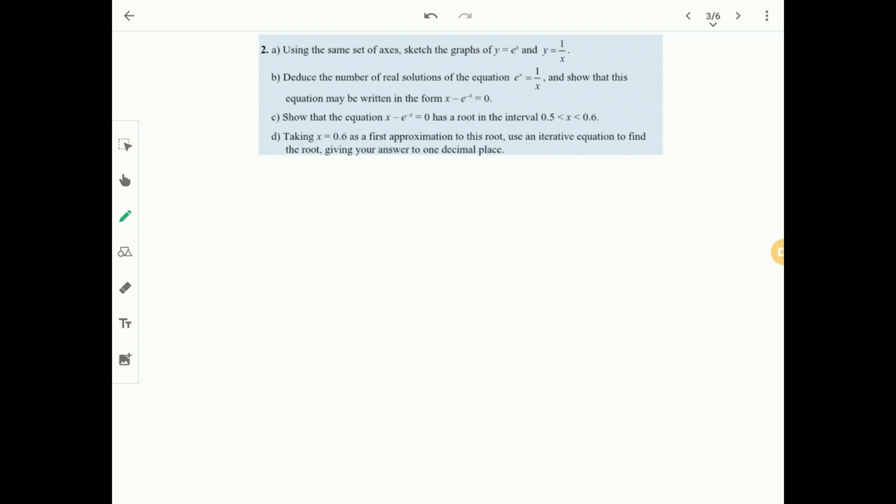Let's do number 2 now. Using the same set of axes, sketch the graphs of y equals e to the x and y equals 1 over x. Okay, I'll give you guys a few seconds, you can solve and then we'll check together.